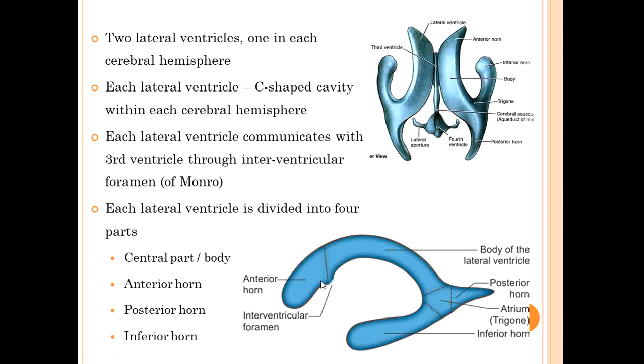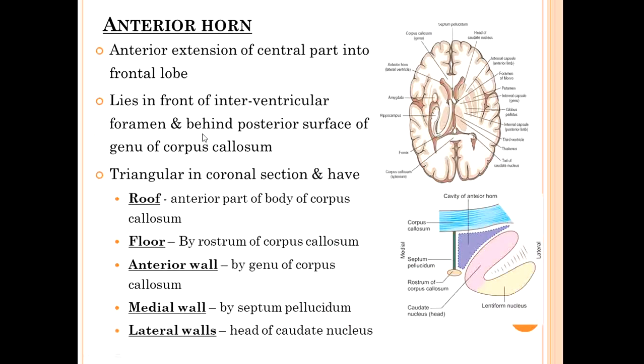This is the anterior horn. Okay, so the anterior horn is an extension of the central part into the frontal lobe. So this is the frontal lobe, and this central part is extending into the frontal lobe. It lies in front of the interventricular foramen.